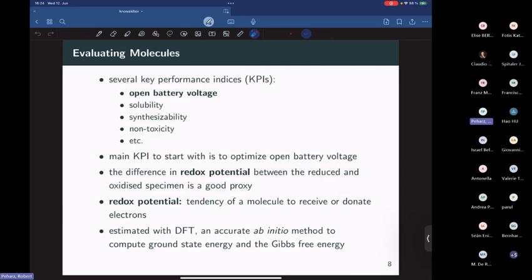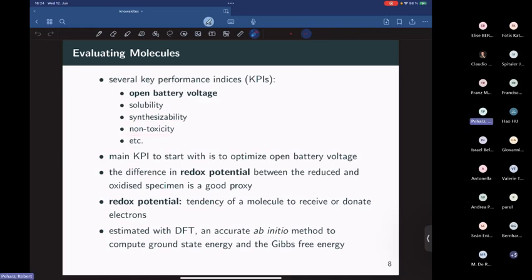So what we really have is this big random library of molecules, and we want to evaluate them. There are several things we want from our molecule, certain key performance indices, KPIs. The most important currently is that we need to push up this open battery voltage. Roughly half a volt or maybe 0.7 volts are still missing. If we get there, the whole design can change drastically and maybe be pushed close to the market. But these molecules also need to be soluble, otherwise we cannot build a flow battery with them. We should actually be able to synthesize them. They should also not be toxic.